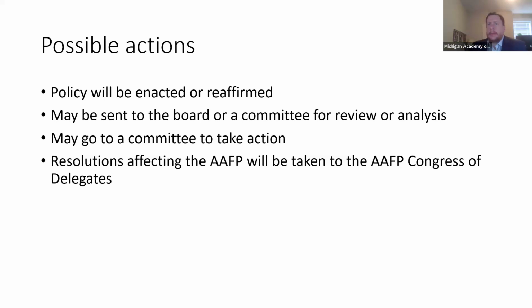And with that last point of the resolutions that affect AAFP, it is frequent that the resolution will have two resolve clauses that are very, very similar in wording. One says MAFP does this, and the second one says AAFP does this. It might be MAFP advocate for legislation that would reduce administrative burden, and then it'll say AAFP advocate to Congress for legislation that reduces administrative burden. So those resolve clauses might be exactly the same, except one of them says MAFP and the other says AAFP. The reason they're split into two separate resolve clauses is because those are two separate actions by two different entities. So we always want to make sure that they can stand alone, and each action by each entity has its own resolve clause.